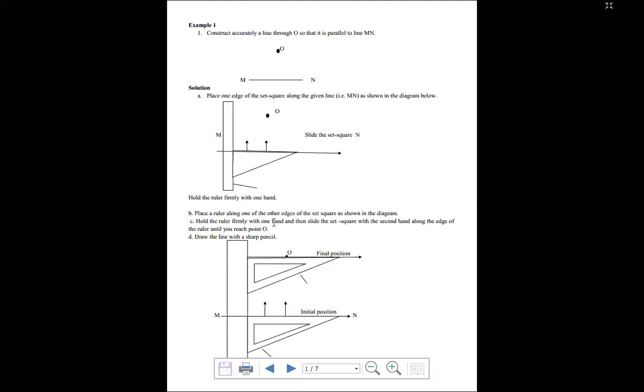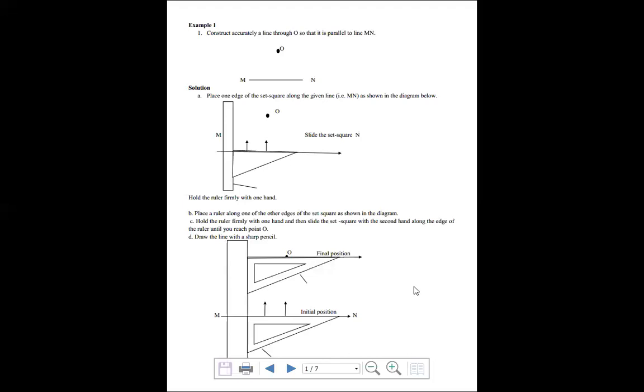Hold the ruler firmly with one hand and then slide the set square with the second hand along the edge of the ruler until you reach point O. Draw the line with a sharp pencil, and that will produce this diagram, what you see below. All right, so for more explanation and to buttress the steps I've just read out to you, I will show you practically how to construct parallel lines using compass or using set square and ruler.